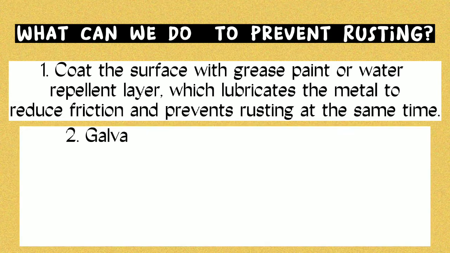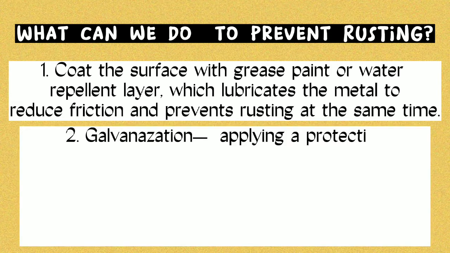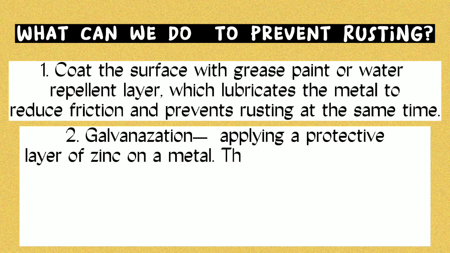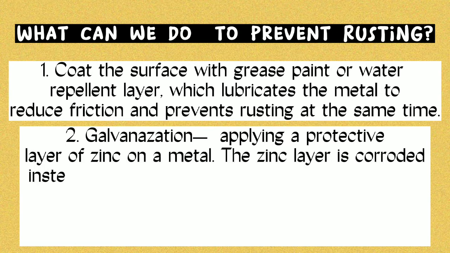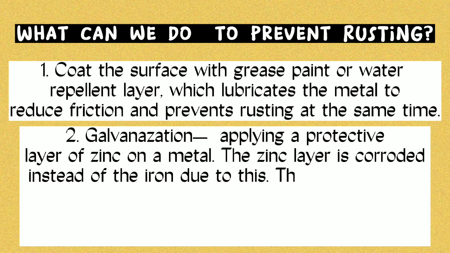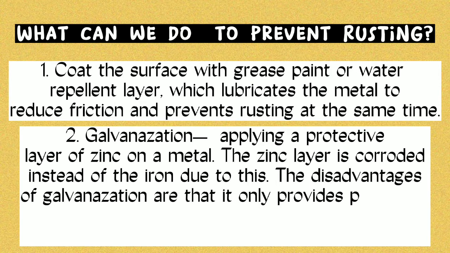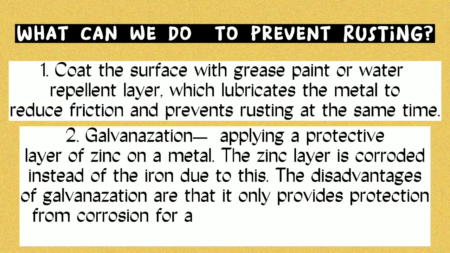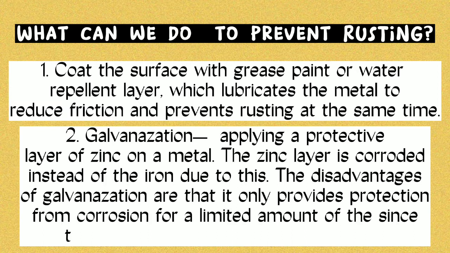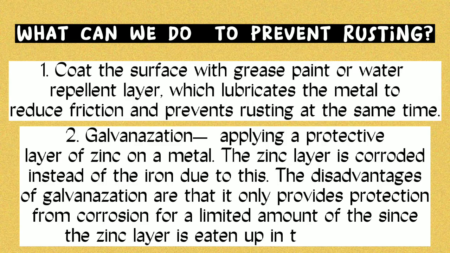The next method is galvanization, the process of applying a protective layer of zinc on a metal. The zinc layer is corroded instead of the iron due to this. The disadvantage of galvanization is that it only provides protection from corrosion for a limited amount of time, since the zinc layer is eaten up in the process.